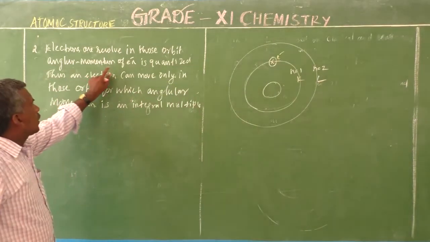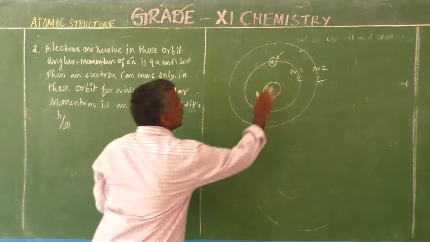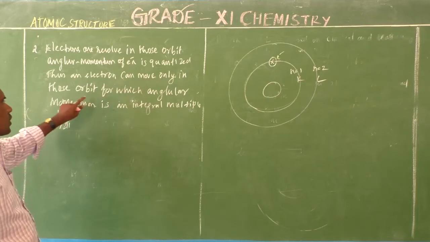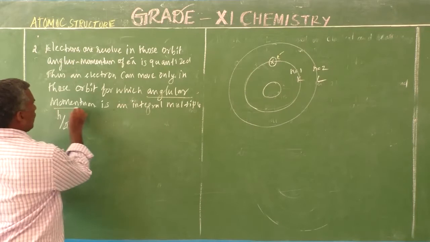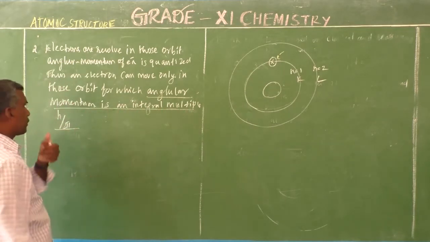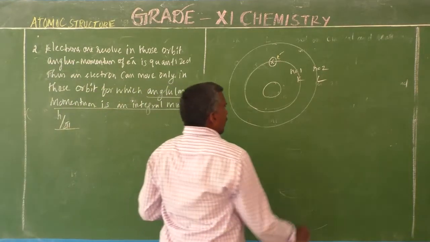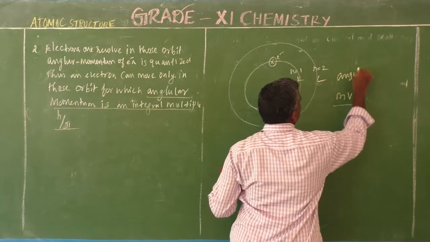The angular momentum of the electron is quantized. This angular momentum is also fixed. Thus an electron can move only in those orbits for which the angular momentum of the electron is an integral multiple of h by 2π. You know the angular momentum formula, mvr. Do you know that is angular momentum?